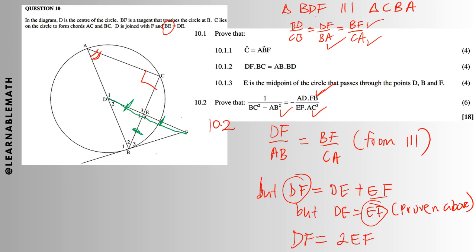So when there is df, I can just go and substitute by 2ef. So I can have 2ef over AB is equal to BF over CA. From that moment you can see that FB we have it on top here, so I can just write it as FB, so that you clearly see this one is AC, and EF there. I have FB, AC, AB there.